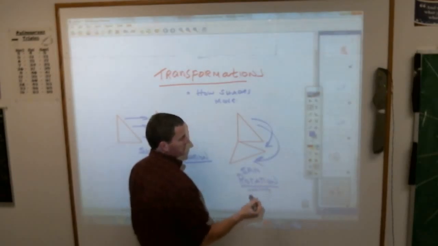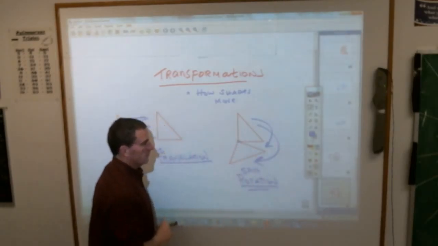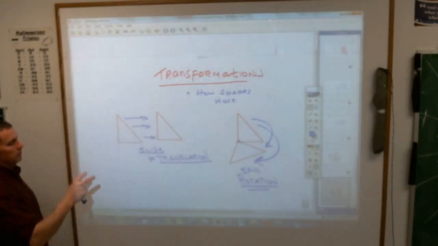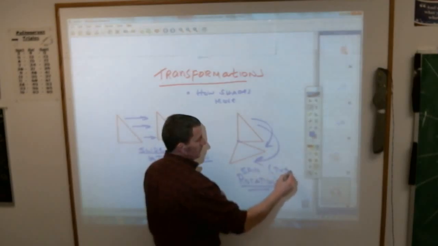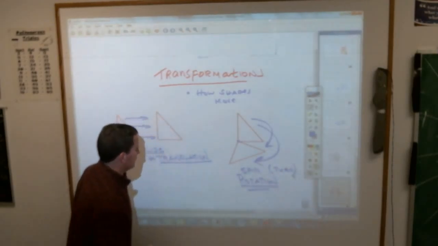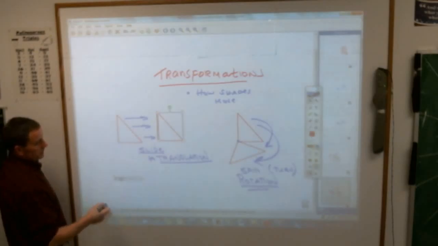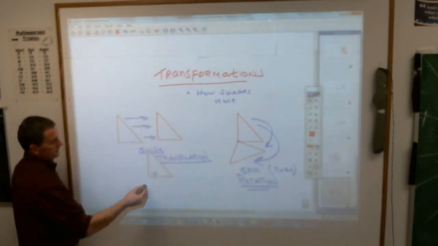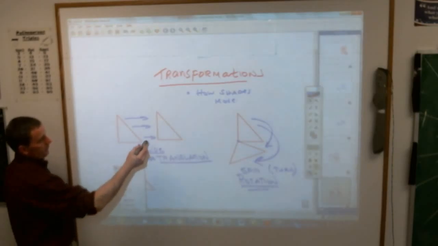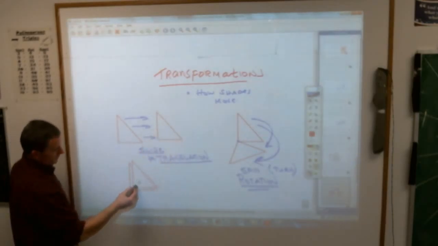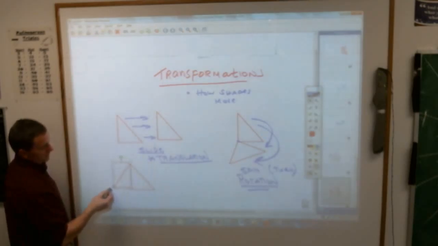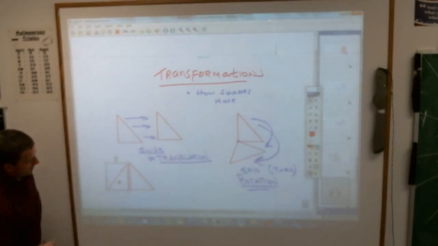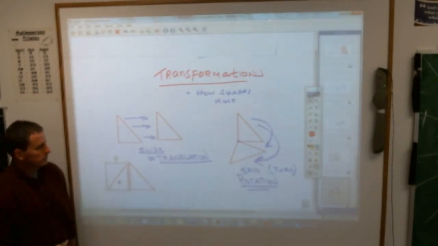It rotates about a certain point. That time it rotated about there. Okay, a turn, a spin, a rotation is all one. And then the last one, ladies and gentlemen, is when you have a shape, you probably know what it is. You have this shape, and it gets turned like this. Okay. Anybody know what that's called?